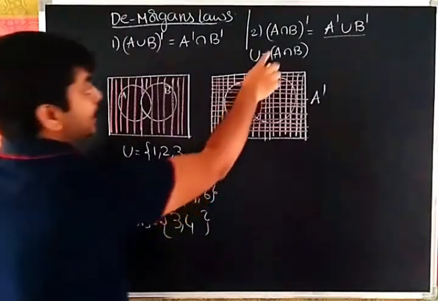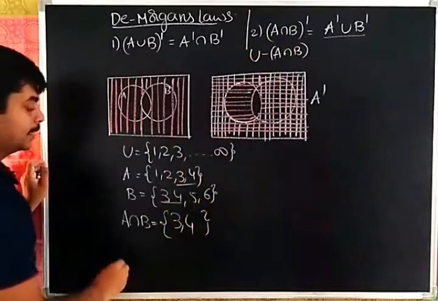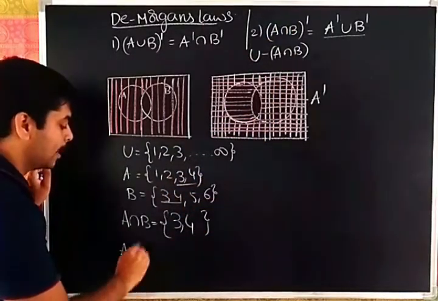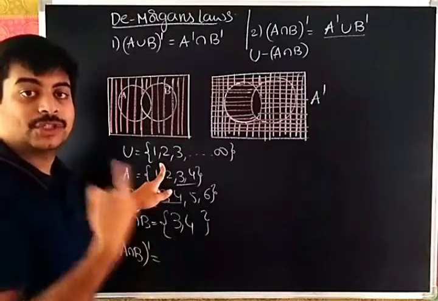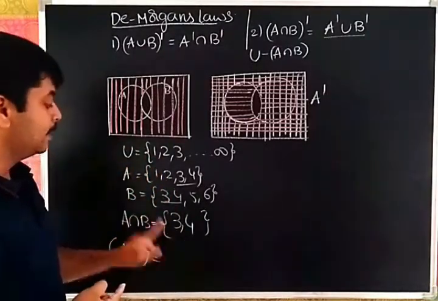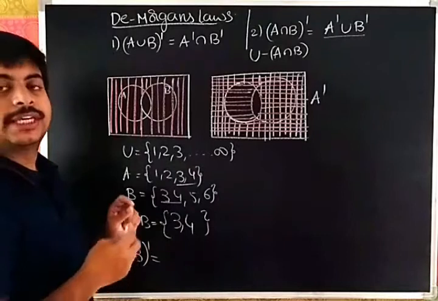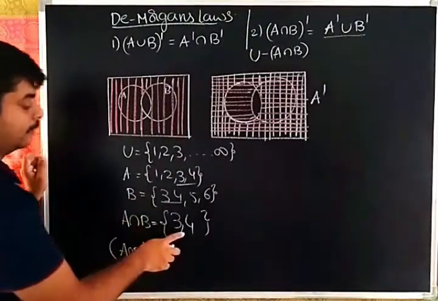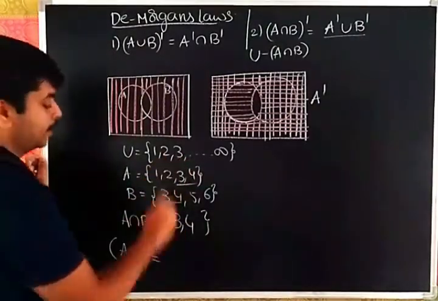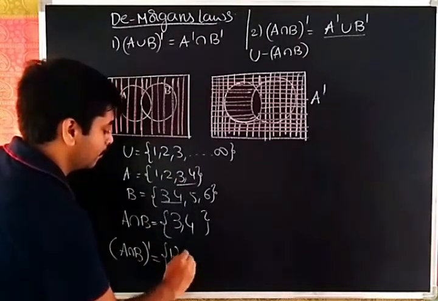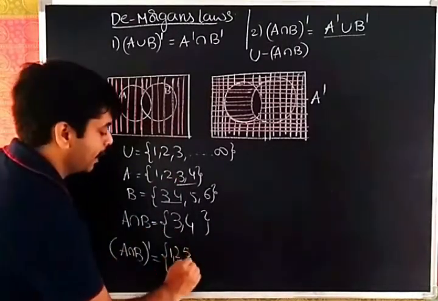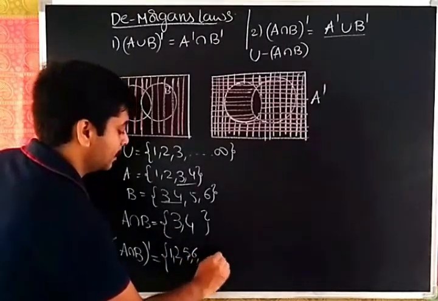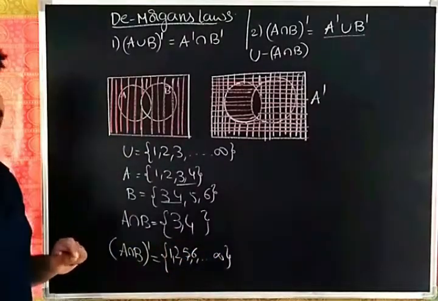And A intersection B whole complement. That means from the complete universal set, from the complete set of all natural numbers, you need to take away A intersection B. So if you remove 3, 4, you will be left with 1, 2, and 5, 6, so on till infinity. This is A intersection B whole complement.